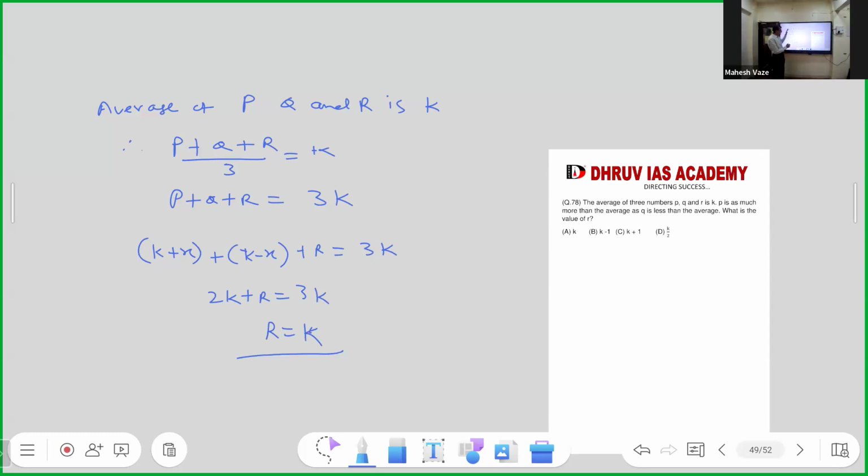I have written it to explain here, but if you just go logically, P is more than the average, and Q is less than the average by the same amount. So if you add these two, they become 2 times the average. Naturally the third number should be equal to the average, because if it is more or less than the average, then the average cannot be K. So that is the main concept here, average. Its value is K, option 1, A.